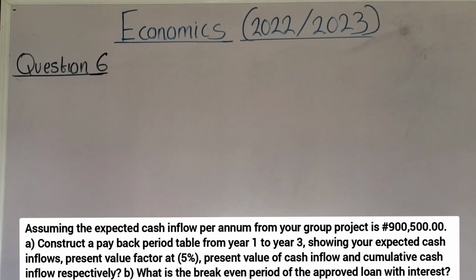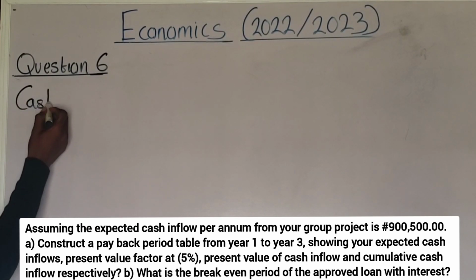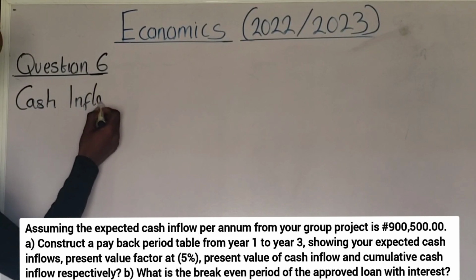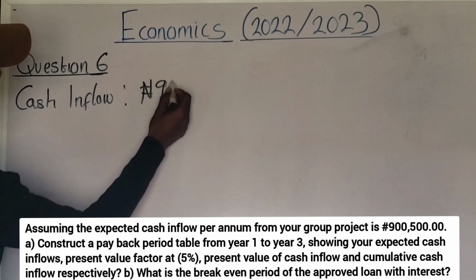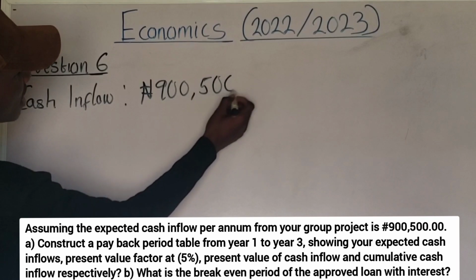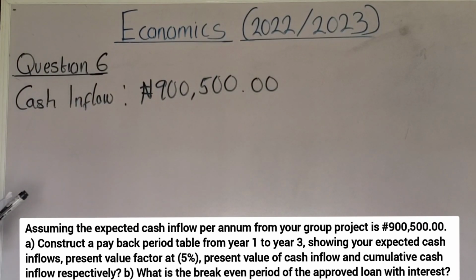Okay, before we solve any question, let's start by writing out the information that we are given in the question. We are given that the expected cash inflow per annum from your group project is 900,500 naira. So the cash inflow here is 900,500 naira. Please, I want you to pay attention. Okay, that's the cash inflow.